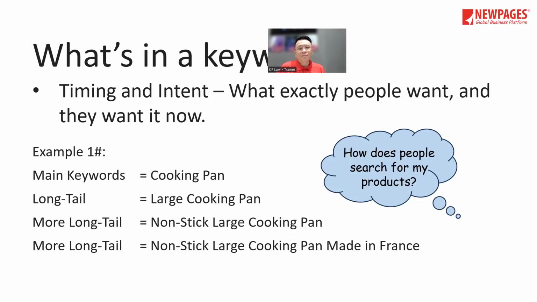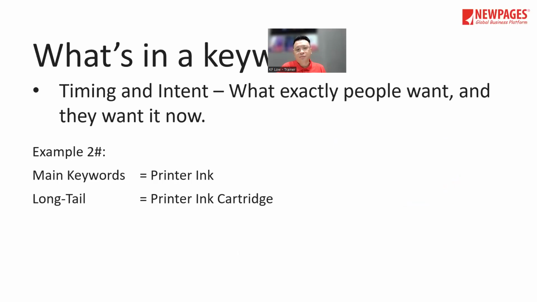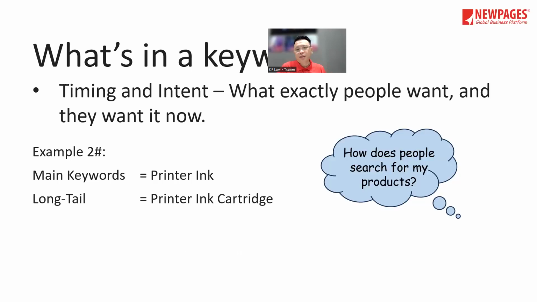Another example: let's say you are a printer ink seller, and this is your main keyword. A long tail would be printer ink cartridge. But again, how do your people search for your product? Today, let's say my printer ink is running low and I want to buy some. I don't search for printer ink cartridge, right?